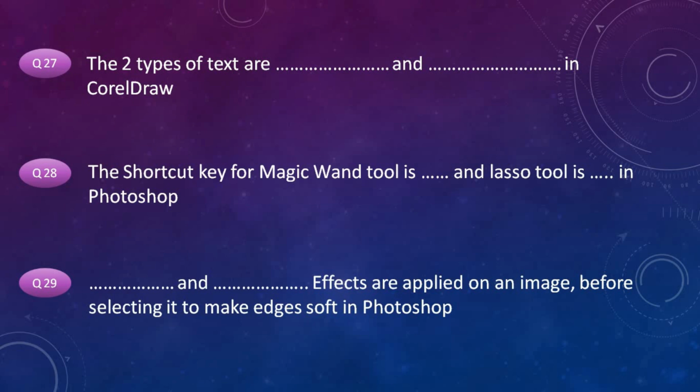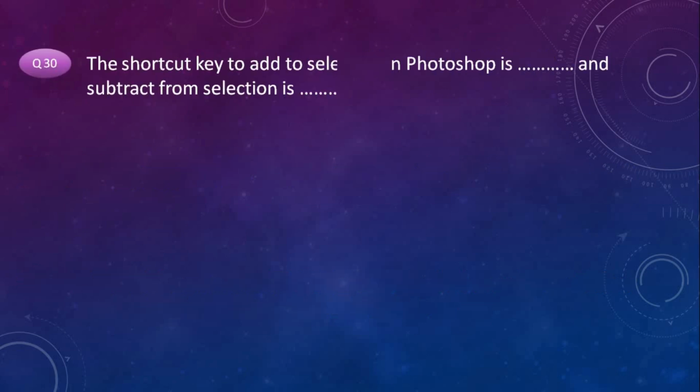The two types of text are artistic text and paragraph text. The shortcut key for the Magic Wand tool is W and for the lasso tool is L. Feather and anti-alias effects are applied to an image before selecting it to make edges soft in Photoshop. The shortcut key to add to selection in Photoshop is Shift and subtract from selection is the Alt key.